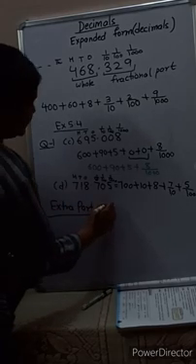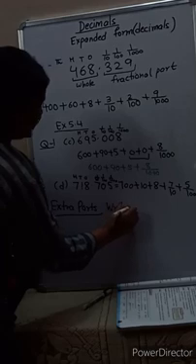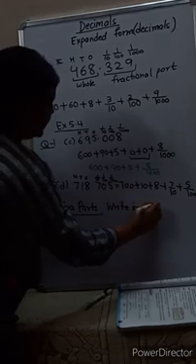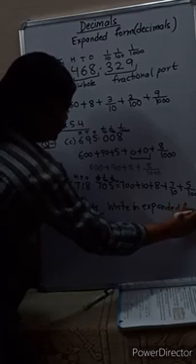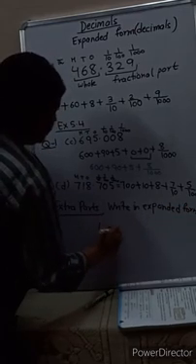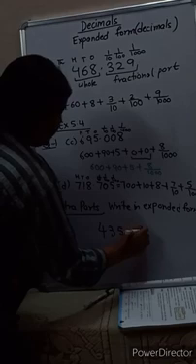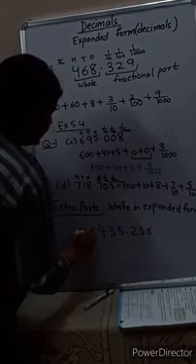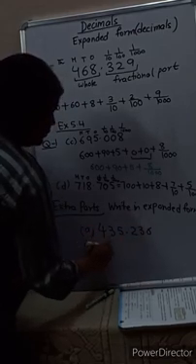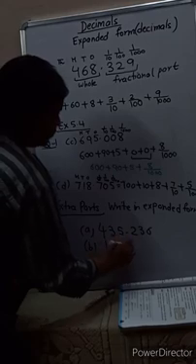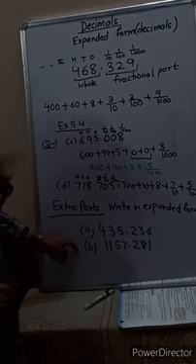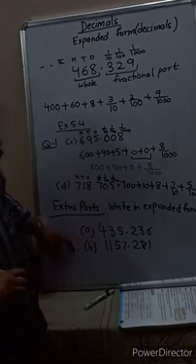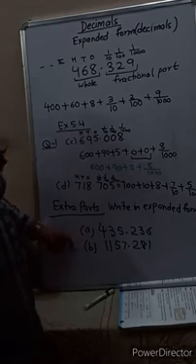You have to write in expanded form. Write 435.236. You will write one more, 1157.281. So you can do them as practice in your notebooks. Right? So this is for your ready reference.